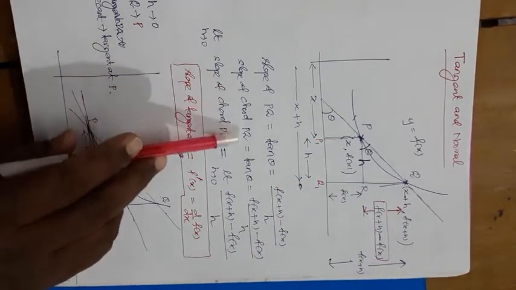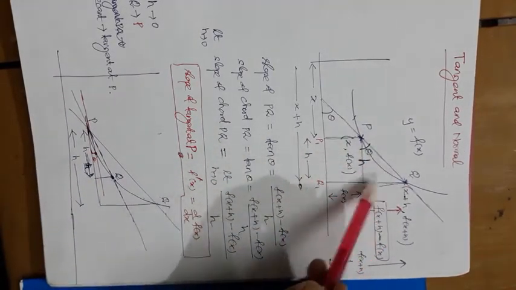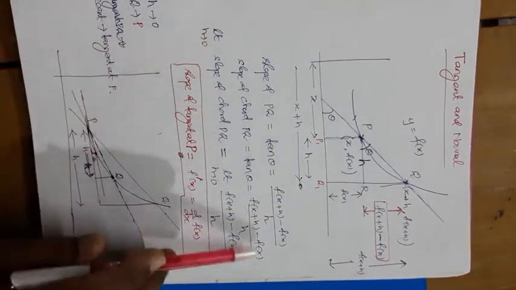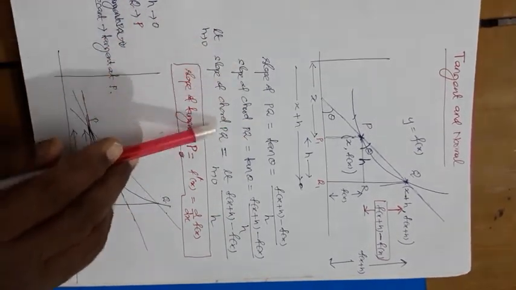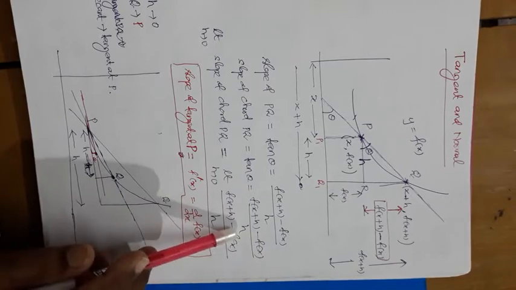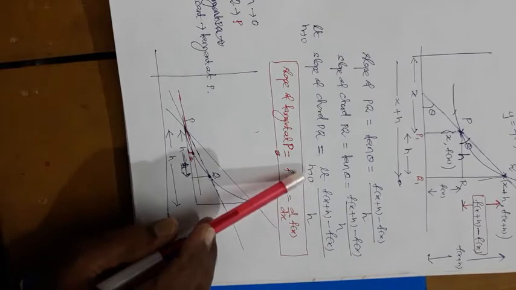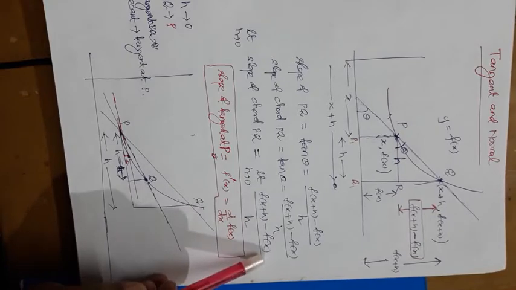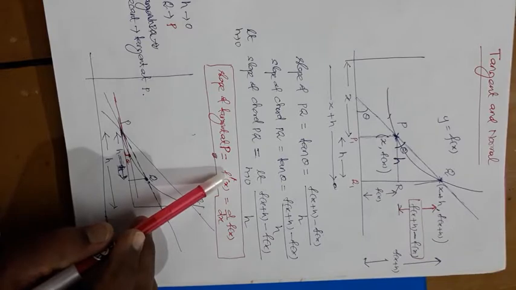Now the slope of the chord PQ is tan theta, which is f(x plus h) minus f(x) by h. Now I am taking the limit on both sides, limit h tends to 0. On this side it is the slope of chord PQ. As we know, limit h tends to 0 of f(x plus h) minus f(x) by h is d by dx of f(x), which is written as f dash x.